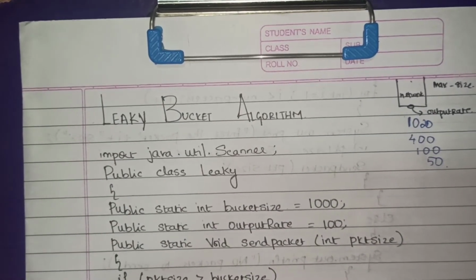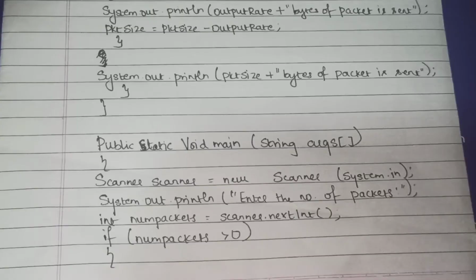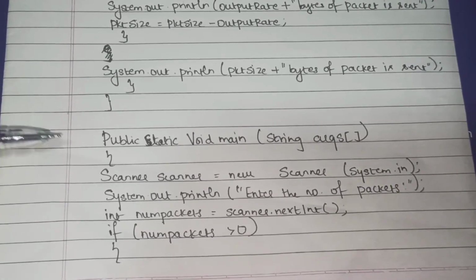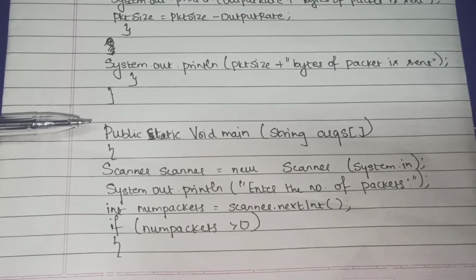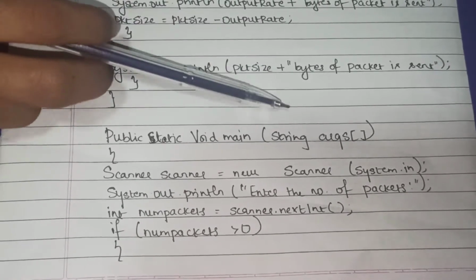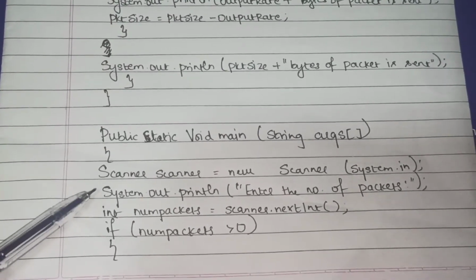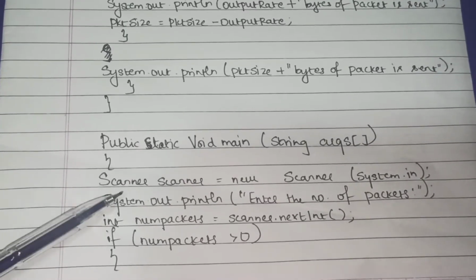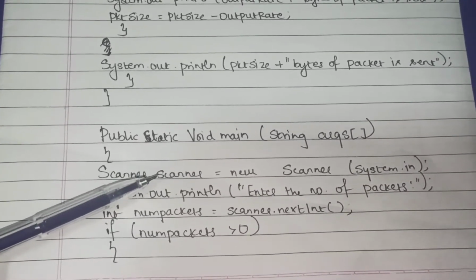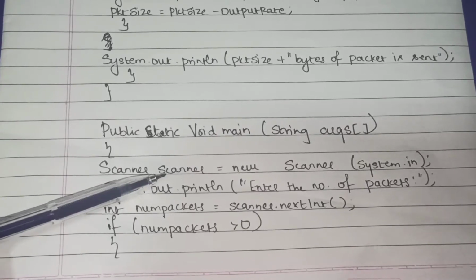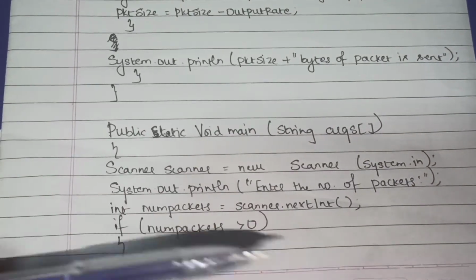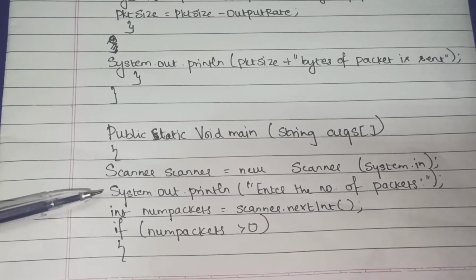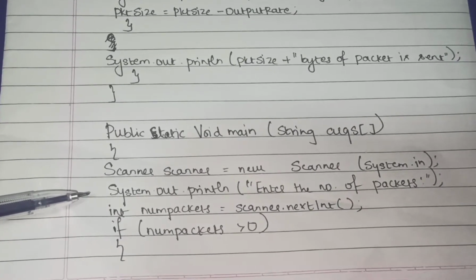Now going to the main function. In the main function, you have the public static void main, and the string arguments will be passed. Here you have the Scanner class, which will create the object for the scanner: Scanner is equal to new Scanner(System.in). Afterwards, you'll ask the user to enter the number of packets.